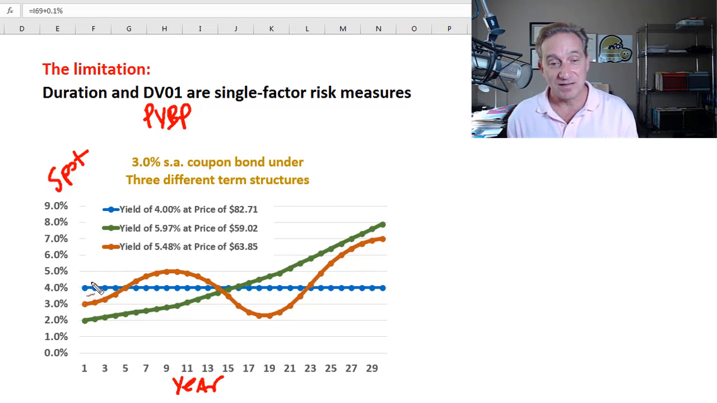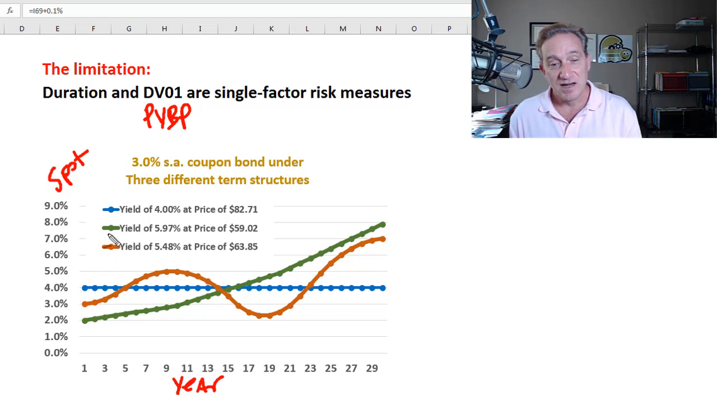So with a flat term structure of spot rates here at 4%, if I go take this 3% coupon bond, the details of that calculation aren't that relevant. Its price will be $82.71. And after all, just as a gut check, we do expect a discount to par because the yield is greater than the coupon. So if the scenario is a flat term structure of spot rates at 4%, the price of this 3% coupon bond happens to be $82.71.